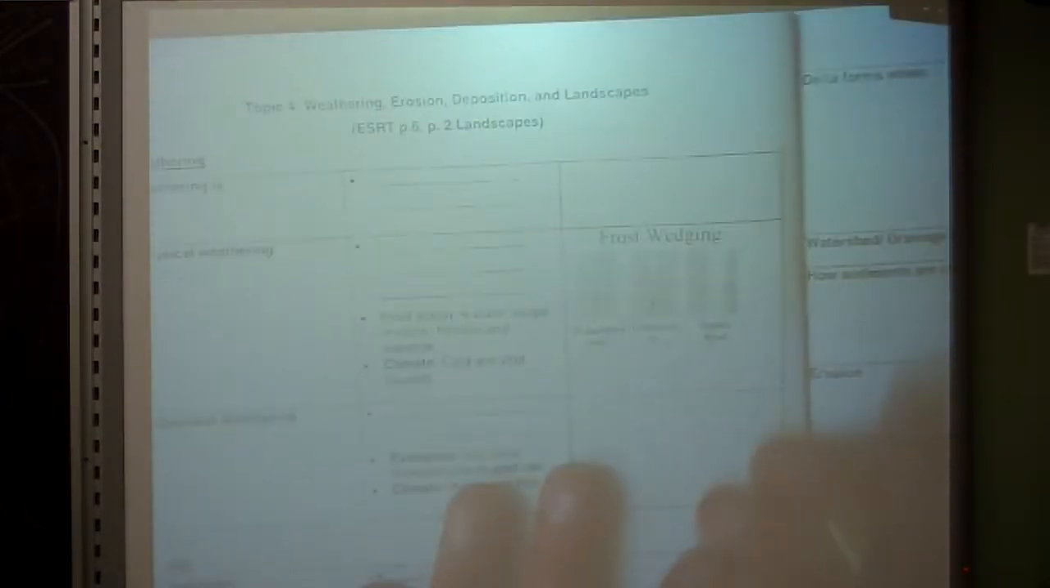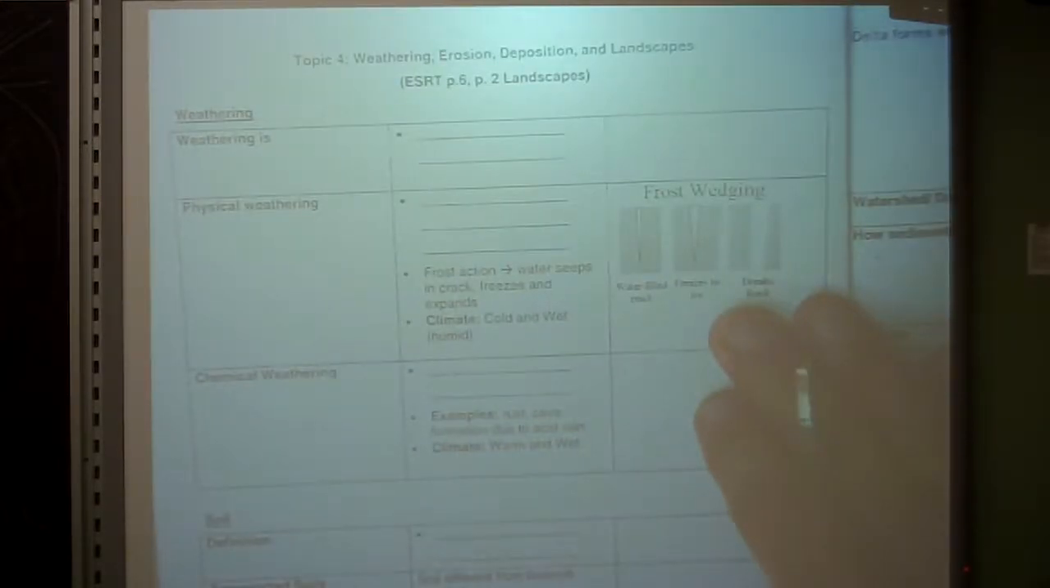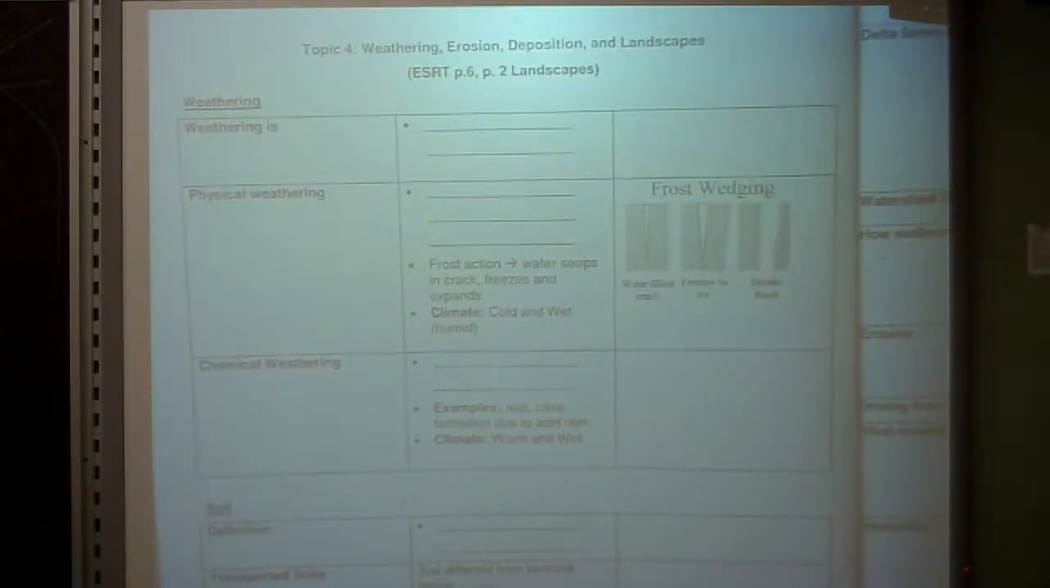All right, so I know that none of my classes have started this section, and so we're going to have to work through this together. So I'm hoping that I'm not going too fast, but here we go.